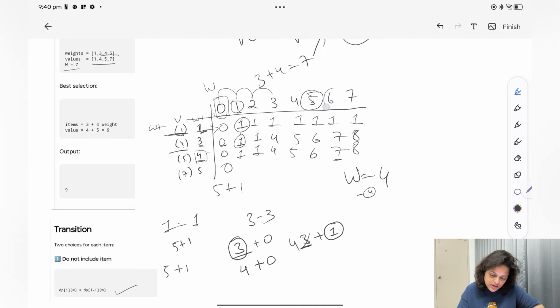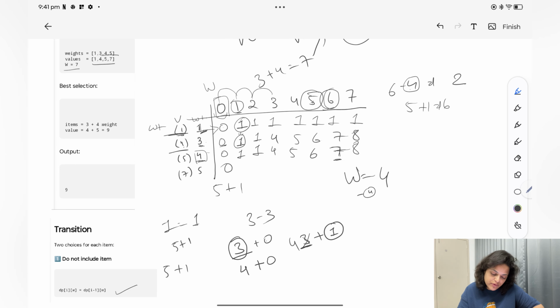But here for this 6, and your weight is 4. So 6 minus 4, what is the remaining weight? 2. Okay, so you took this 4. So what is the equivalent value for this 4? 5. And for this 2, let's go one step up, and then let's check what is the value for 2. It is 1 only. So plus 1. So this is 6. But what is the value here? 7. So that's why we have taken directly that 7 value, and we ignore that 6 value.